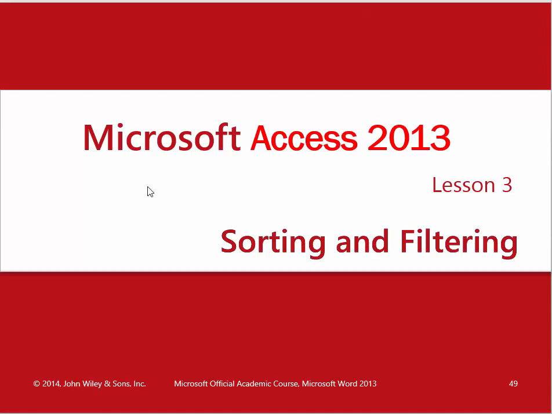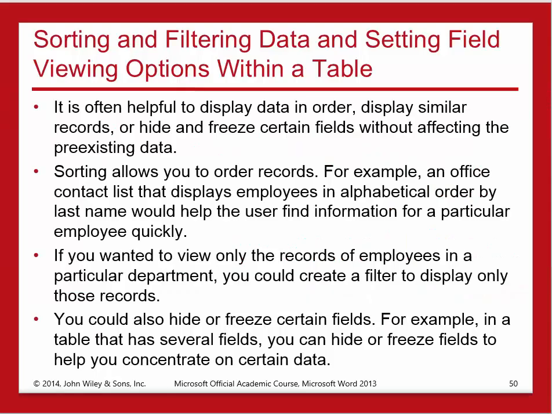Often in Access, it will be helpful to display data in order or look at specific records or even how to freeze certain fields. So we're going to look at how to sort and filter data in Access 2013. Sorting is going to allow you to order records, so in alphabetical order or from largest to smallest. If we wanted to view only specific records, so maybe the records of employees in a particular department, we could create a filter to display just those records. And then later on we'll also discuss hiding or freezing certain fields.